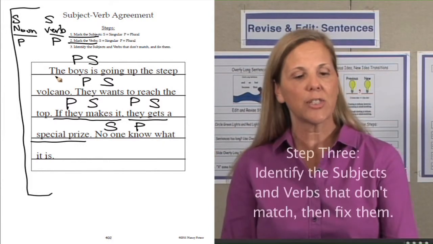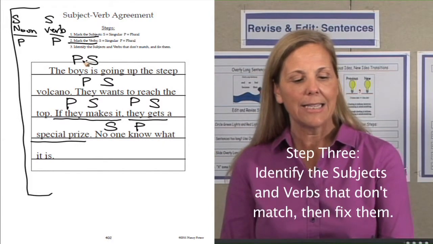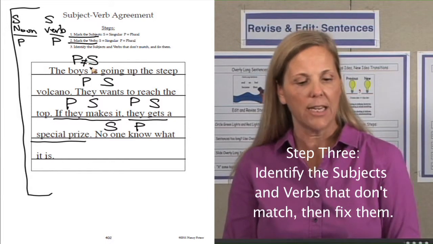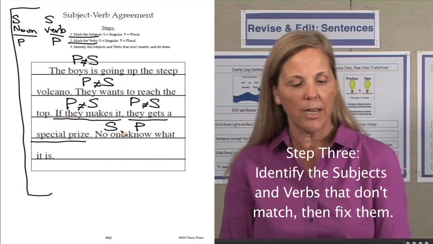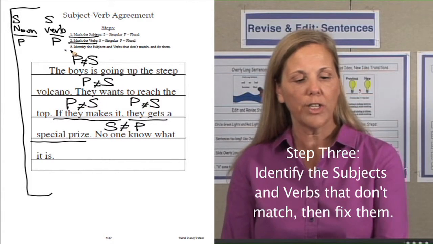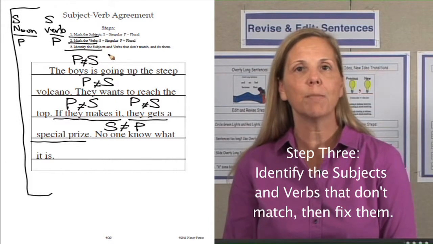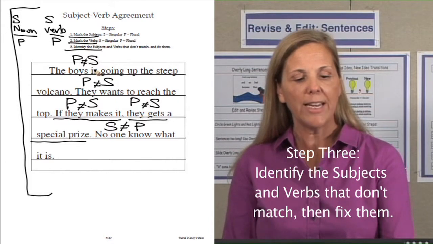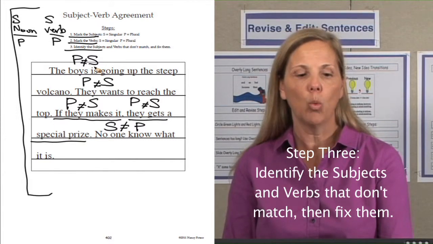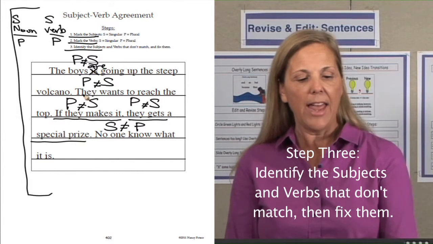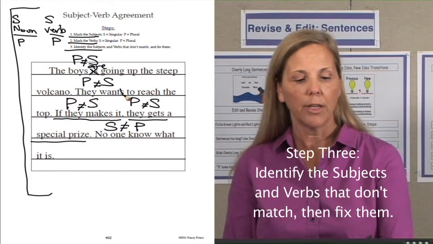Let's go back to the first sentence. P and S does not equal. I need to fix it. So I'm putting not equal signs. And now we're going to go back and we're going to make them agree. The boys is. I need to change is into a plural. What's my word? Are. They want. Get rid of the S.